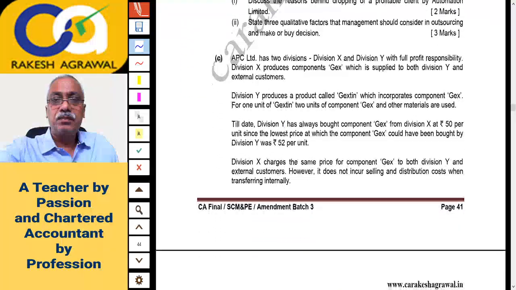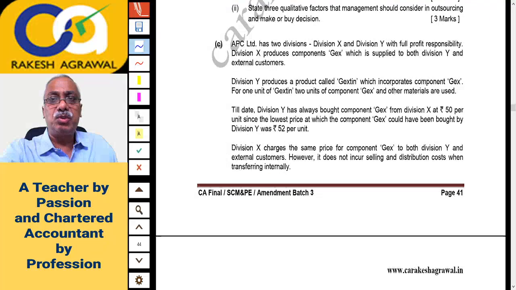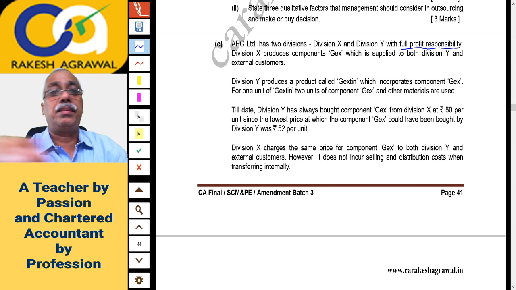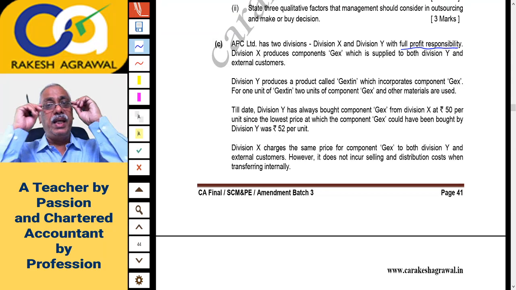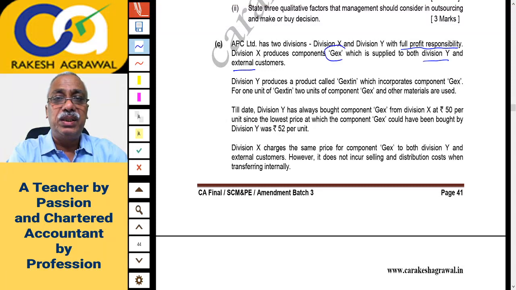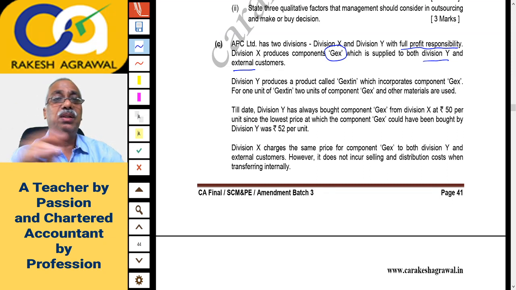I'm going ahead. Question C I'll read. It seems to be on transfer pricing, divisional transfer pricing. Right. APC has 2 divisions, division X and division Y, with full profit responsibility. So they are responsible to generate profit. Division X produces component JEX, which is supplied to division Y and also to external customers. So division X supplies this component JEX to division Y and to external customers.